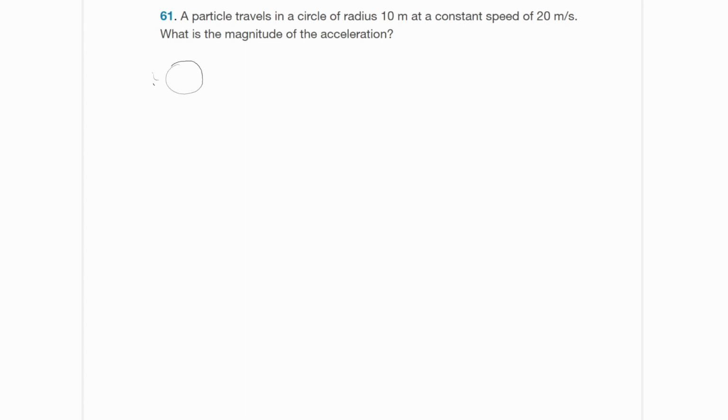So, okay, here we go. We've got that's the path it's taking, and maybe right here is the particle, and it's traveling in a circle. The radius right here is about 10 meters, and it's going at a constant speed, so we'll draw a little arrow here and say 20 meters a second. What's the magnitude of the acceleration? So that's what we're looking for. So acceleration, what is it?